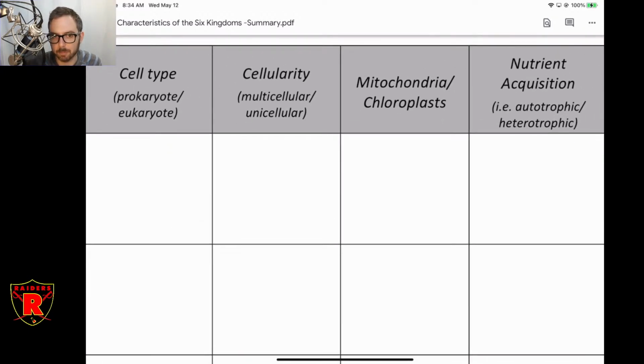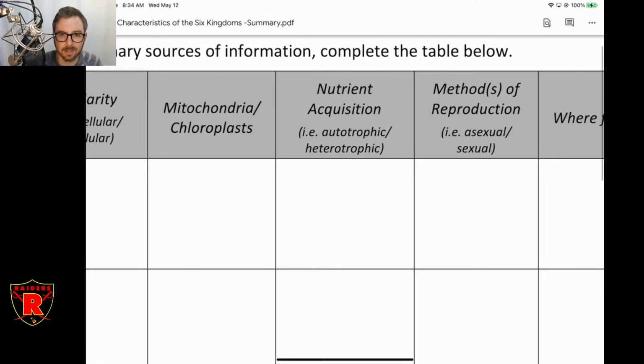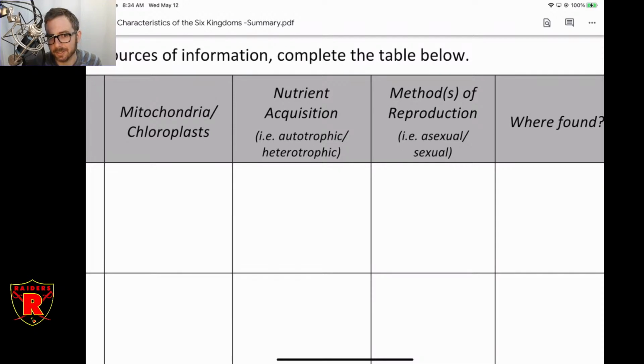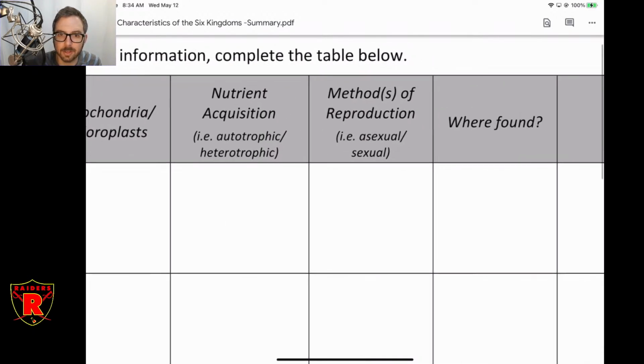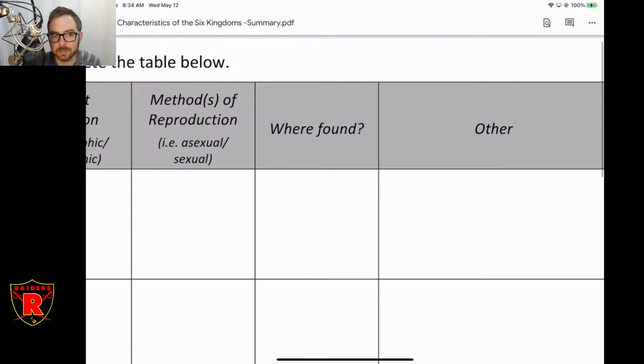Some things have multicellular and single cellular, like protists, for example. Does it have mitochondria or chloroplasts, or neither? How does it get its nutrients? And again, are they autotrophs or heterotrophs? Can they be both? Some things are both. How does it reproduce? Sexually or asexually, or both? What kinds of environments do you find these organisms in?